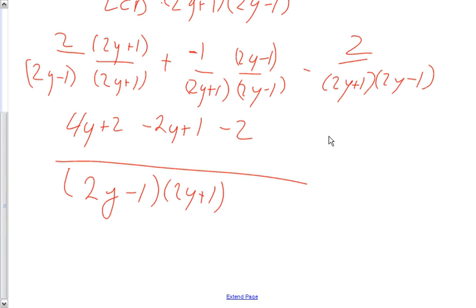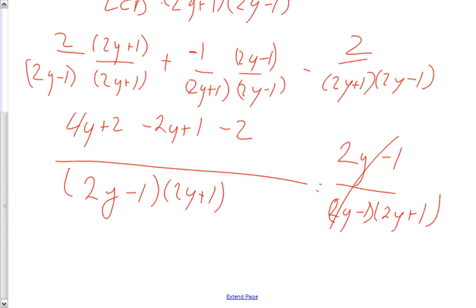2y plus 1. All right, combine the top up, you get 2y, because that takes care of those, 4 minus 2. 2 plus 1 is 3, minus 2 is minus 1. And again, that happens to be one of our terms, which is nice, because then we can cancel those out, and it's 1 over 2y plus 1. Okay? Make sure you're careful, and you should be good there. Alrighty? Talk to you later.